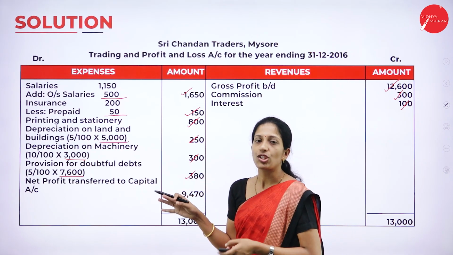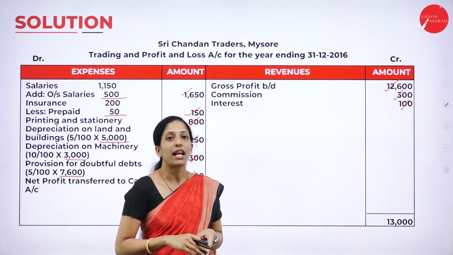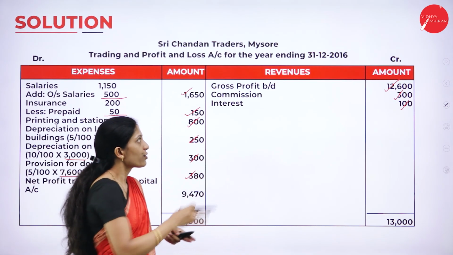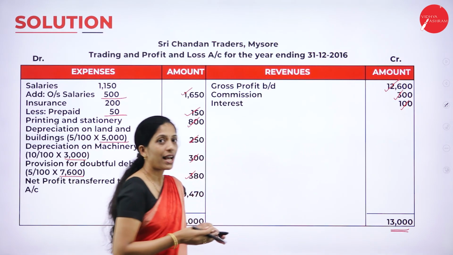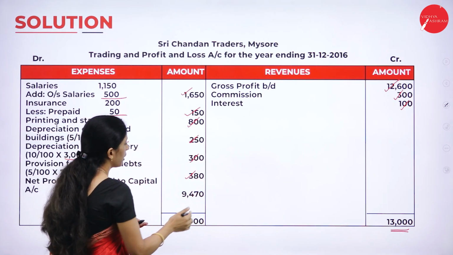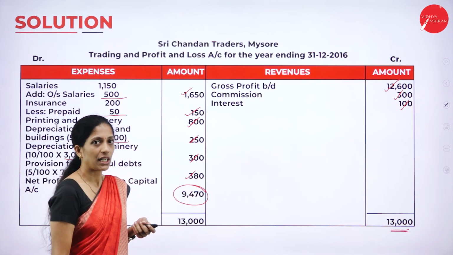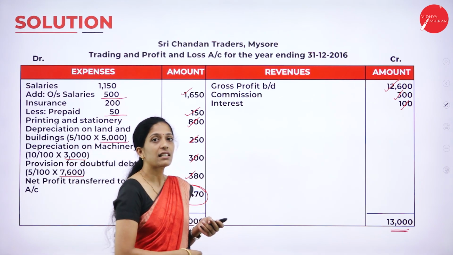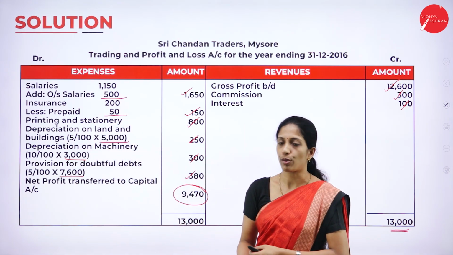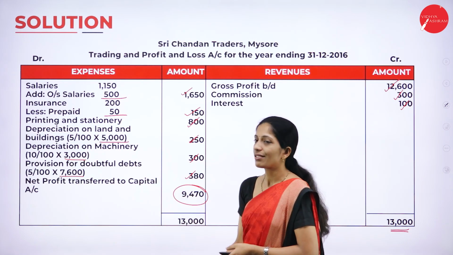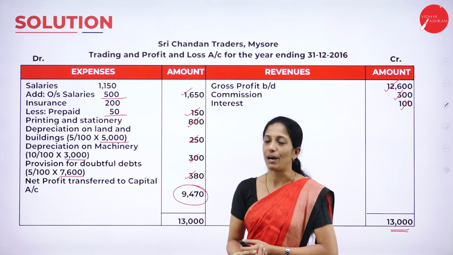So only this much you have to do. Balance both the sides, and the balancing figure will be net profit or net loss. So if you add the credit side, the total is 13,000, whereas if you subtract everything in the debit side, you will get a balancing figure of 9,470. So here also your credit side is more than debit side, so it means it is net profit. So net profit is transferred to capital account or balance sheet.